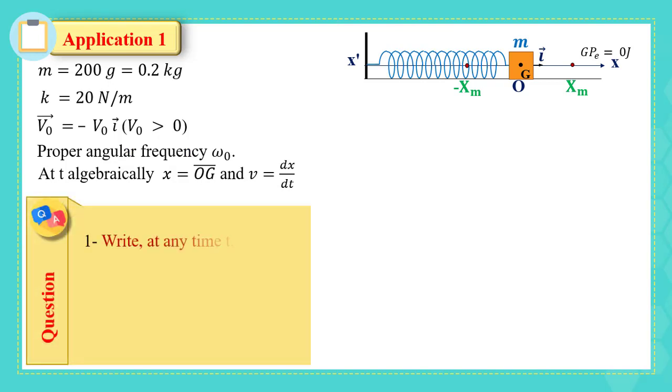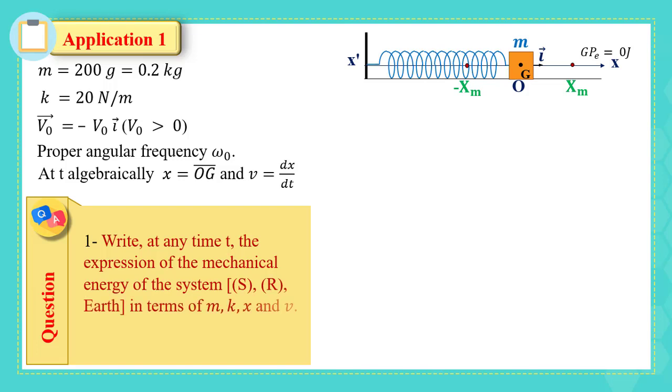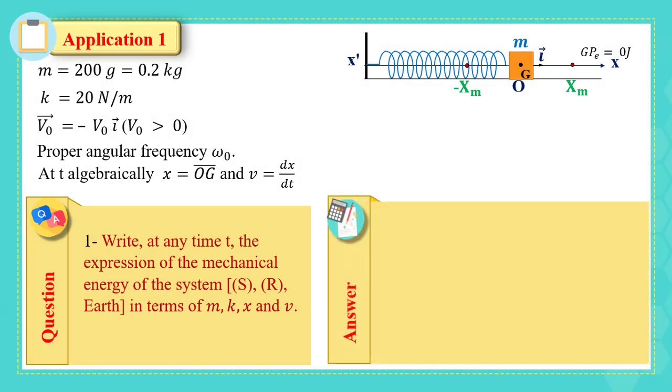The first part: write at any time t the expression of the mechanical energy of the system S, R, Earth in terms of m, k, x, and v. Please, every time we ask you a question, pause the video and think of it.